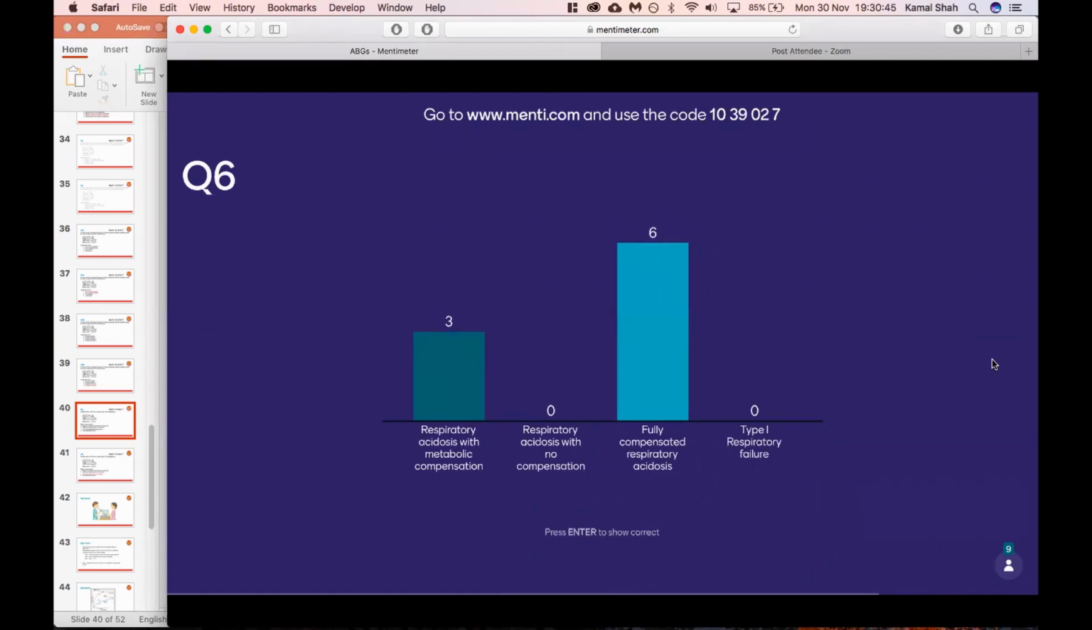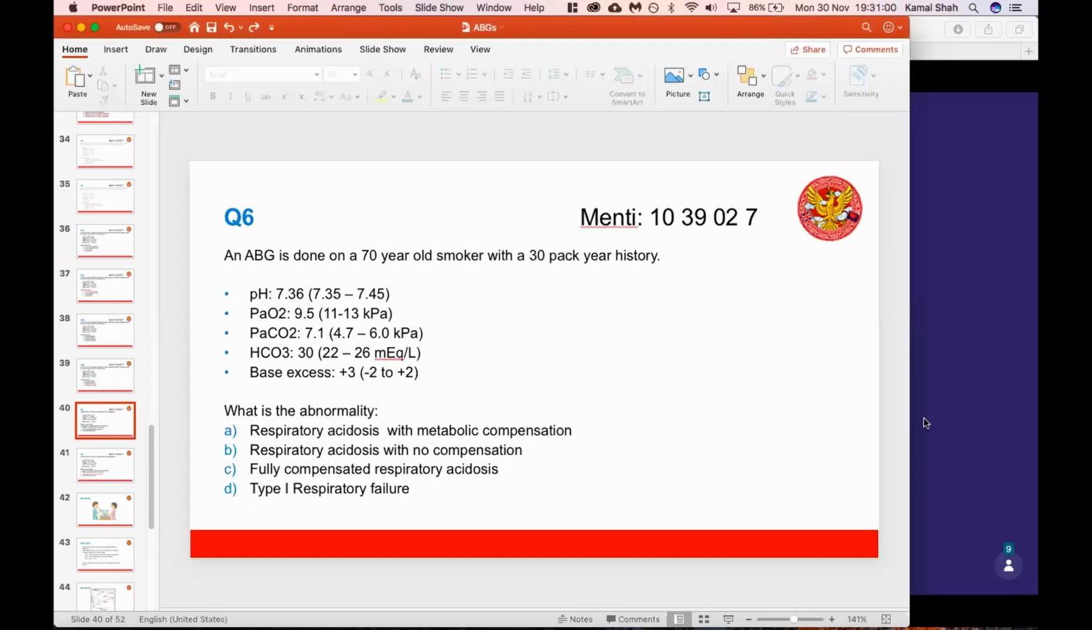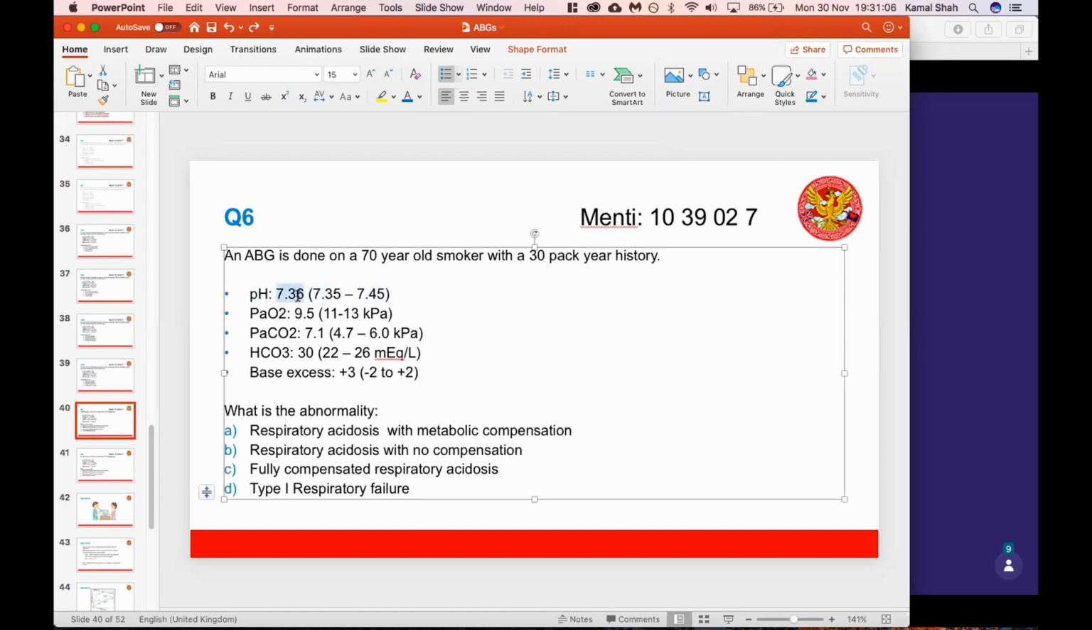So we've got 6 for fully compensated respiratory acidosis, and 3 people that have gone with respiratory acidosis with metabolic compensation. Maybe this question was a bit tricky. The first thing I want to talk about is the pH. It's 7.36, so it's just about normal. If you remember what I said at the beginning, if it's just about normal, but very close to the edges, there might have been an original abnormality, and in this case, the original abnormality could have been the acidosis. Because the pH is normal, it's fully compensated.